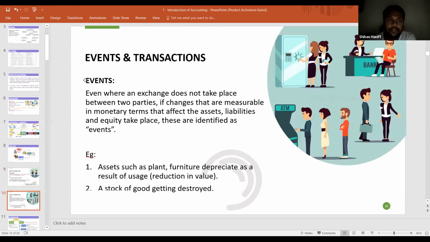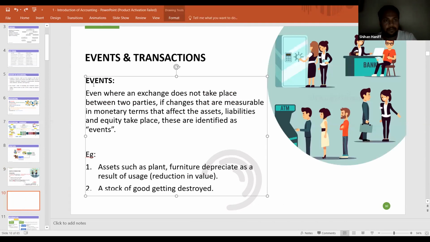Then we have events. In an event, there is no exchange. Exchange does not take place. There is no exchange, but there is a change in the assets, liabilities, or equity. So we call it an event. Examples: stock damage, depreciation.